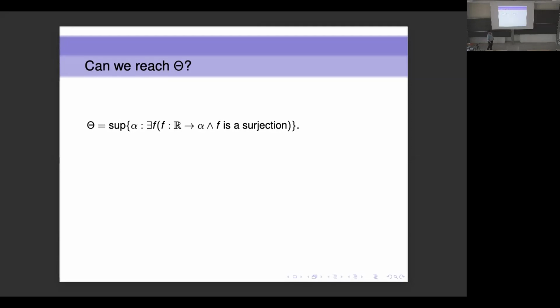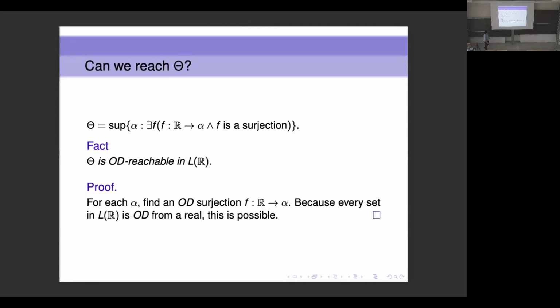It's the sup of ordinals that you can surject the reals onto. And okay, so you can prove that in L(R), theta is OD reachable. That has a really easy proof. For each ordinal, we can find a surjection of reals onto alpha, but we can demand that the surjection itself is ordinal definable. And we can do that because every set is ordinal definable from a real. And then you have to think a little bit how to remove that real from it, which you can do by just looking at that definition and forgetting the real. So this is a standard coding fact. You can think about it if you want.